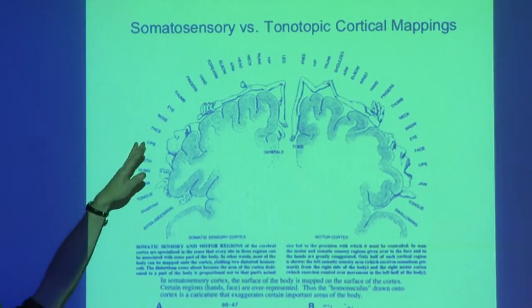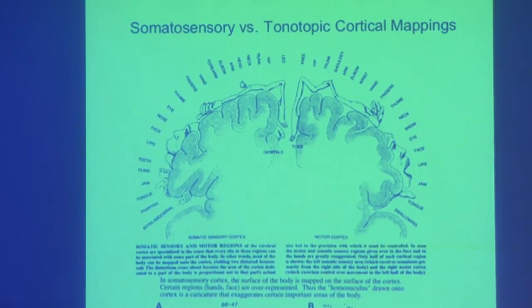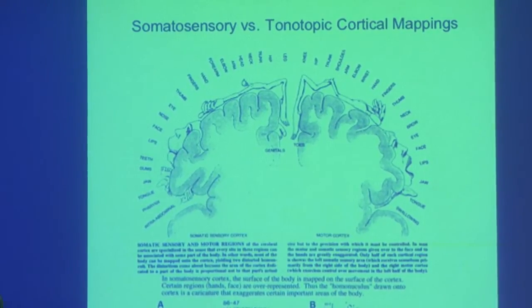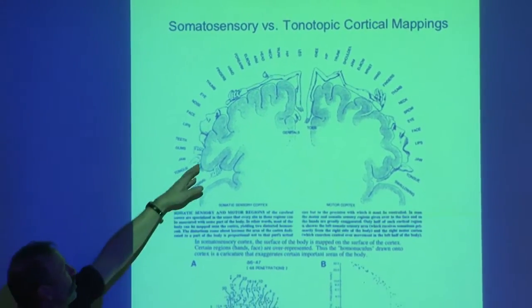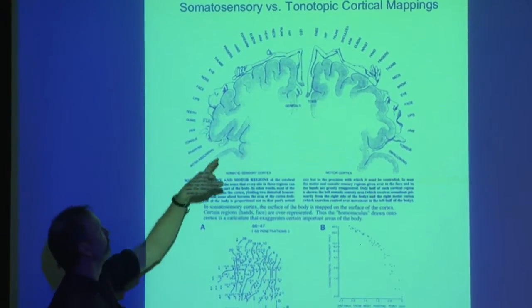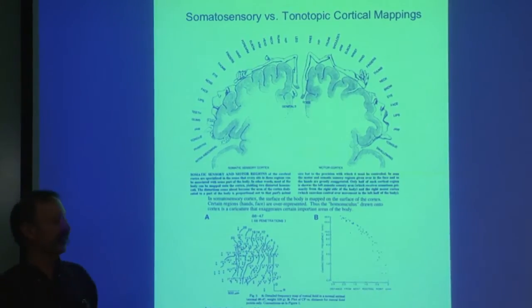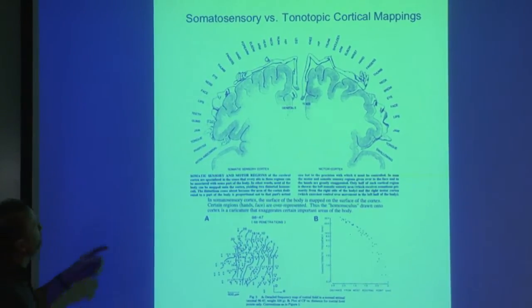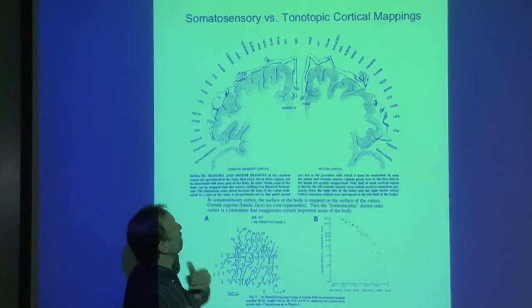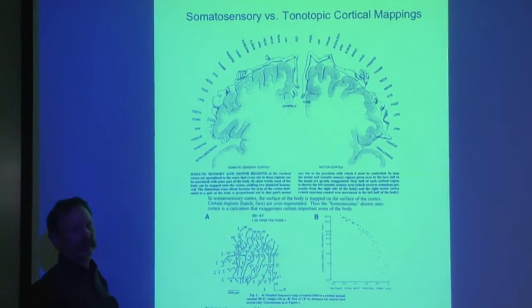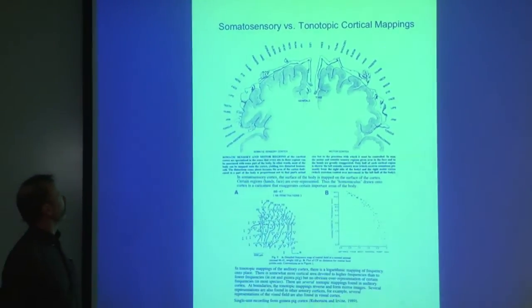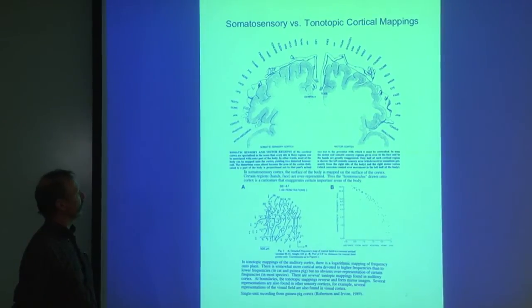And this distorted mapping or caricature of the body surface is sometimes called a homunculus, and it shows you that a lot of cortex is devoted to certain important parts of your body, like the face, and less important parts, like the trunk of your body, receive much smaller representation in the cortex.